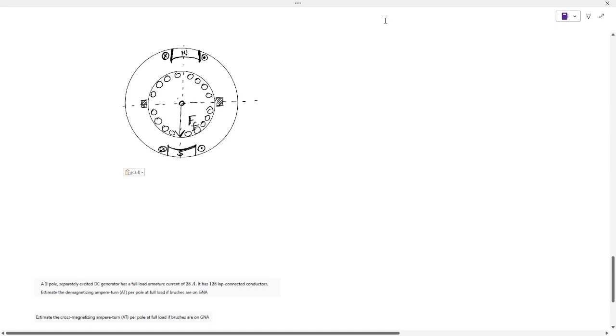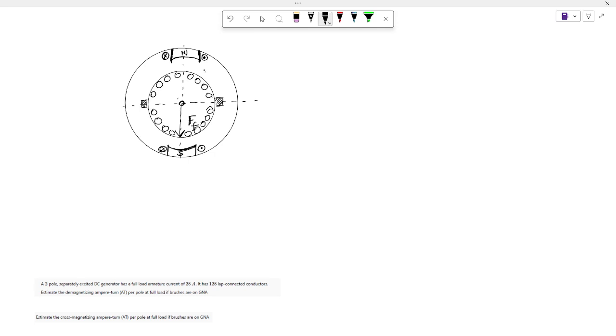Now I am saying the machine is loaded. So now tell me, if I consider that my armature is rotating like this due to the prime mover, let's say the prime mover is rotating this armature in this direction, the conductors under the north pole and the conductors under the south pole, which will have dot, which will have cross? Please tell me.